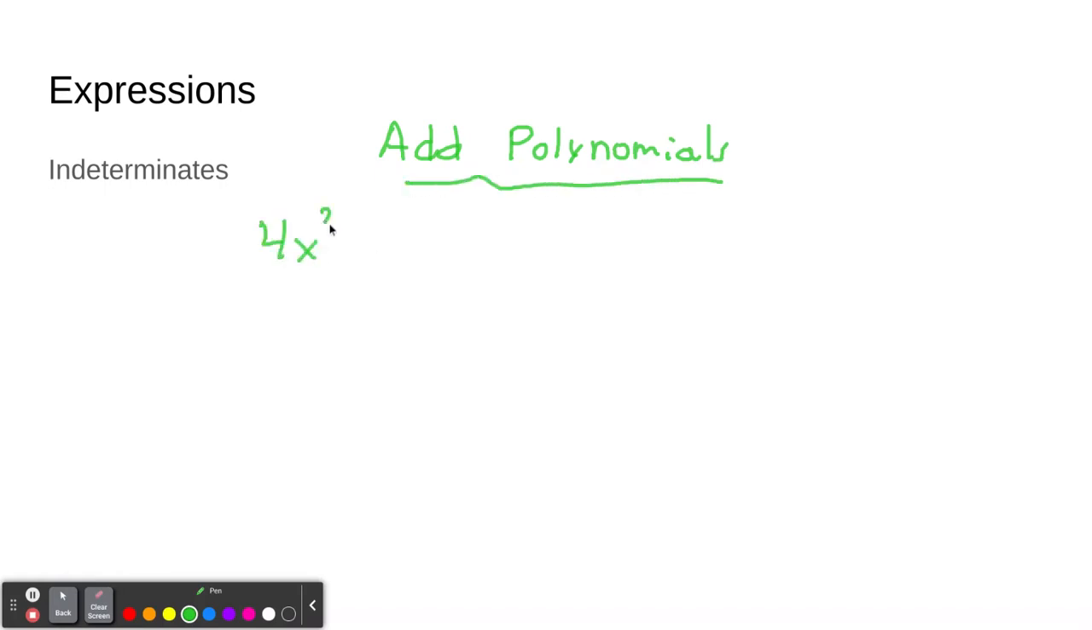Okay, so let's add polynomials. Now we'll add and subtract polynomials. So what if you had 4x cubed minus 2x squared plus 1, and you want to add it, and I'll put the parentheses when you add like that. You want to add it to 7x squared plus 12x.